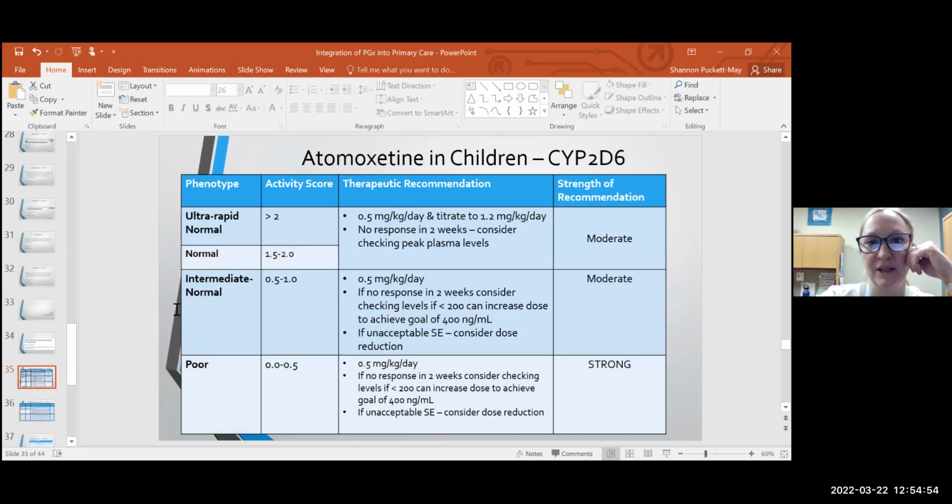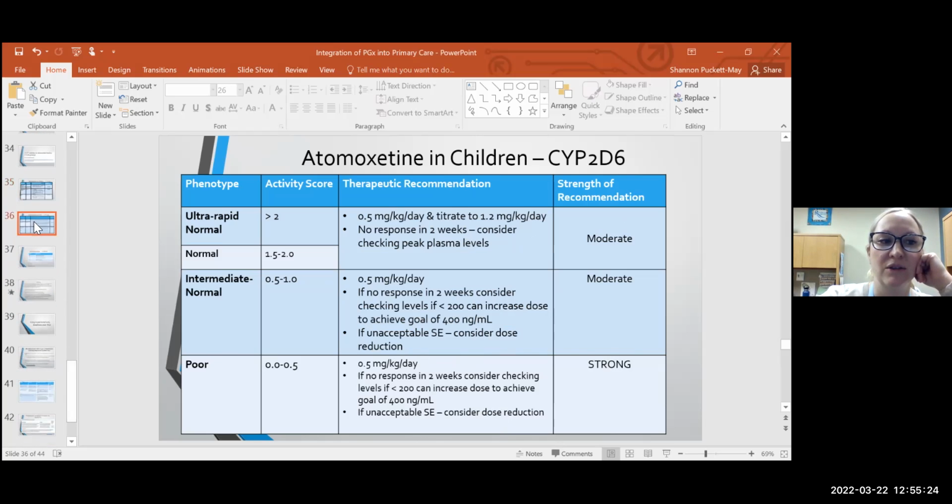I'm going to skip the children's guideline, but I will tell you that pharmacogenetic testing in kids is less recommended at this point in time, although they are continuing to study it. There are guidelines for this. Atomoxetine labeling is pretty clear on the CYP2D6 metabolizer status and how you implement the medication, and getting peak levels and adjusting the dose based on that. And those are moderate to strong levels of recommendations.